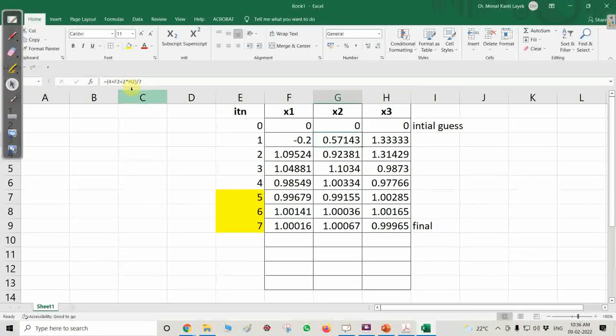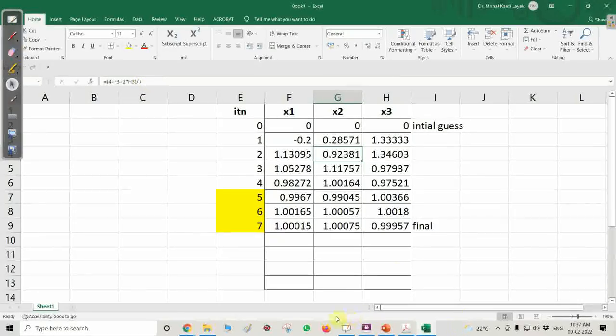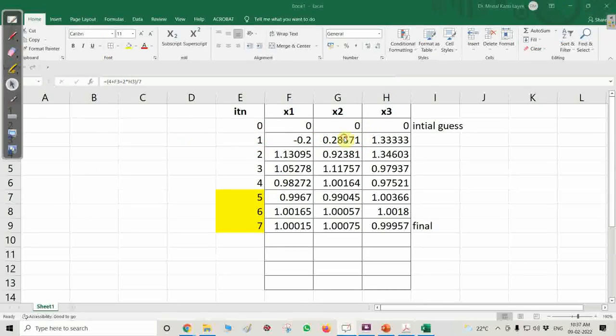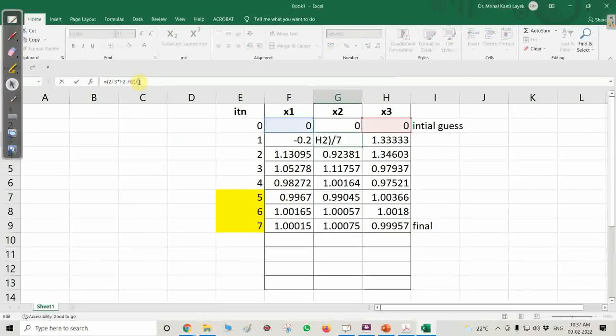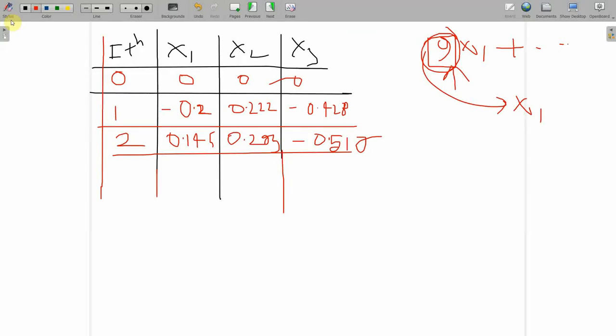again. Now for this I'll be doing that 2 and F2 will be so it will be 3x1, right? 3 star x1, okay, and minus 9 minus x3, 0.28571. So it's divided by 9. It's divided by 9, right? Yes, मैं गलती कर रहा था. Okay, 0.2222. Yes, yes.